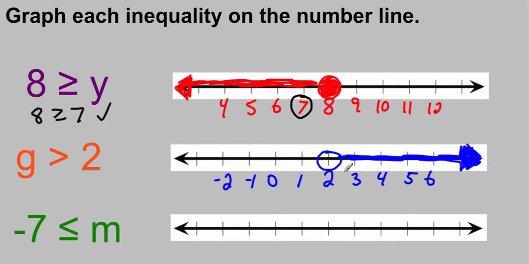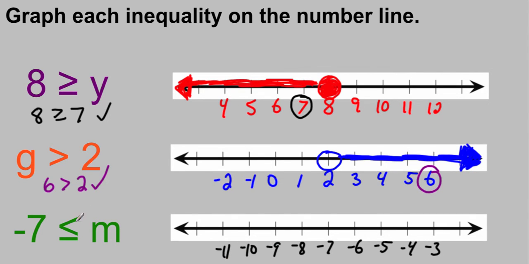And then a quick check. So let's take 6. Is it true that 6 is greater than 2? It is, so we know we did it right. So let's try another one. -7 is less than or equal to m. So I'm going to start with my -7. Remember, in the negatives, it counts backwards in the opposite direction you normally would think of.